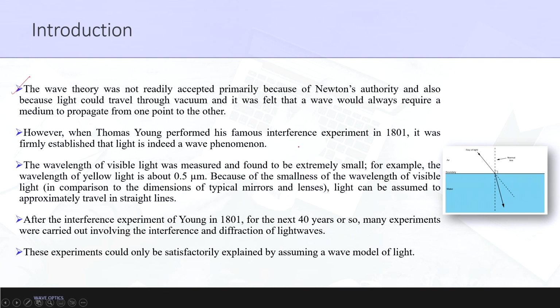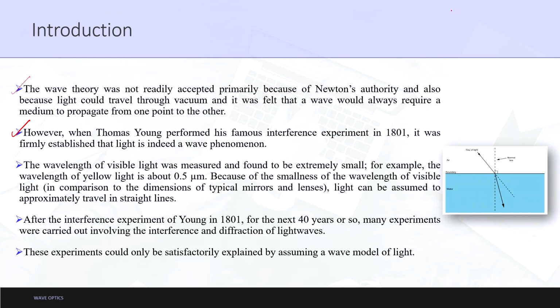However, when Thomas Young performed his famous interference experiment in 1801, which we will get to know in the last concepts of this chapter, it was firmly established that light is indeed a wave phenomenon. How it is a wave phenomenon we will see in subsequent slides. Next, the wavelength of visible light was measured and found to be extremely small. For example, the wavelength of yellow light is approximately 0.5 micrometers.